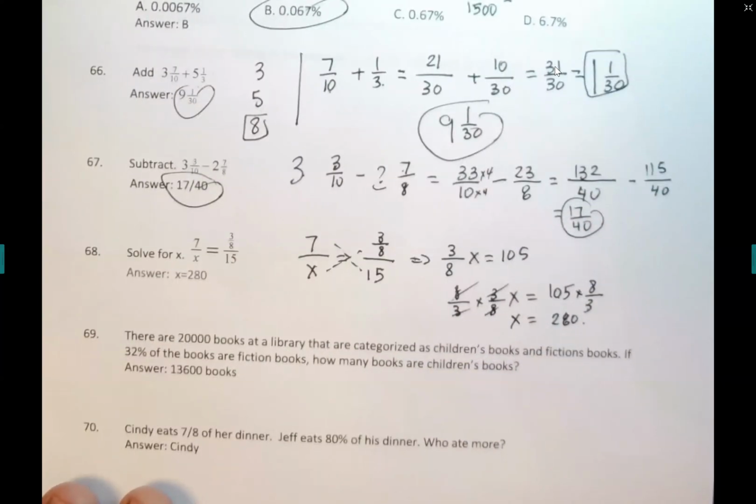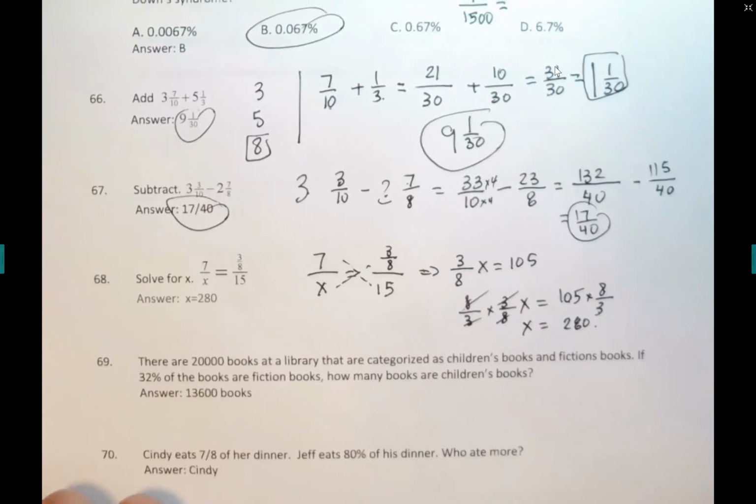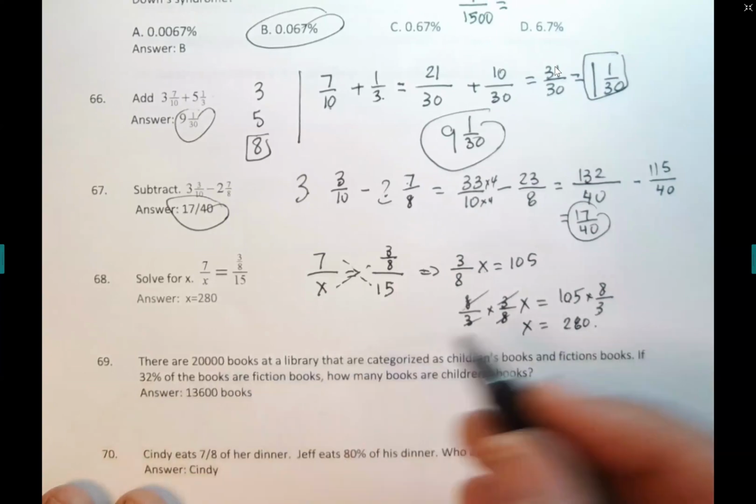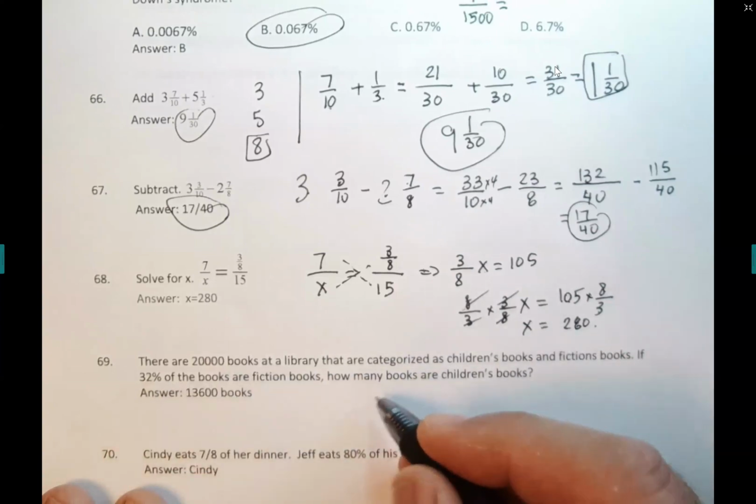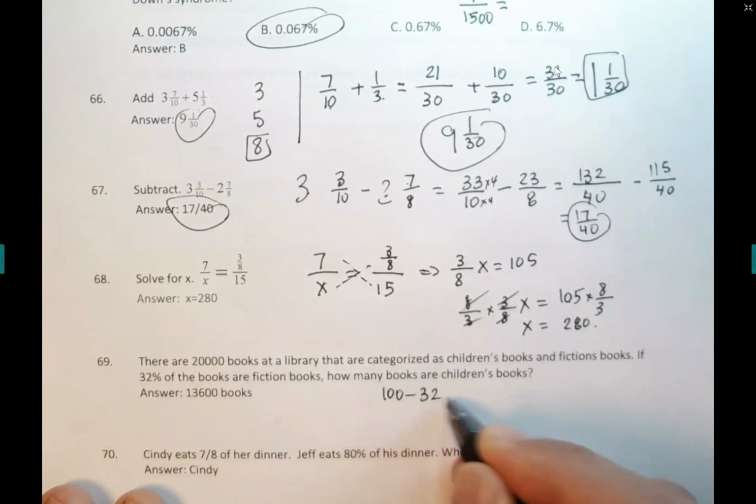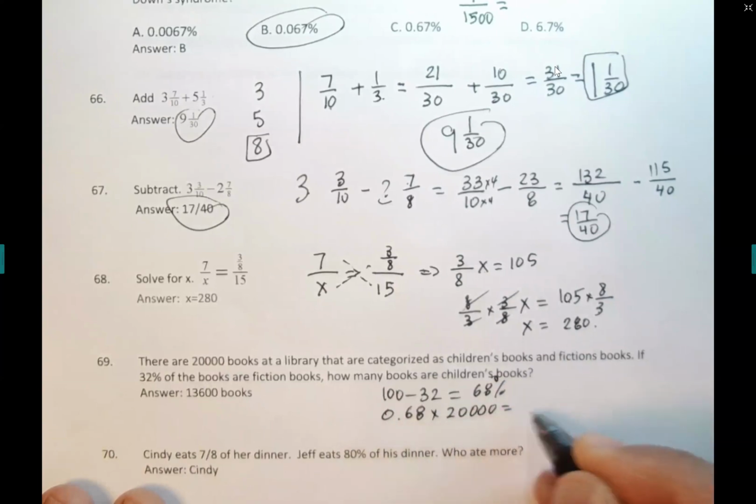69. There are 20,000 books at the library that are categorized as children's books and fiction books. If 32% of the books are fiction, how many books are children's books? Well, if 32% are fiction, the rest are children's. So subtract from 100%. It will be 68%. Okay, so do 0.68 times 20,000. And if you do the multiplication, it will be 13,600 books.